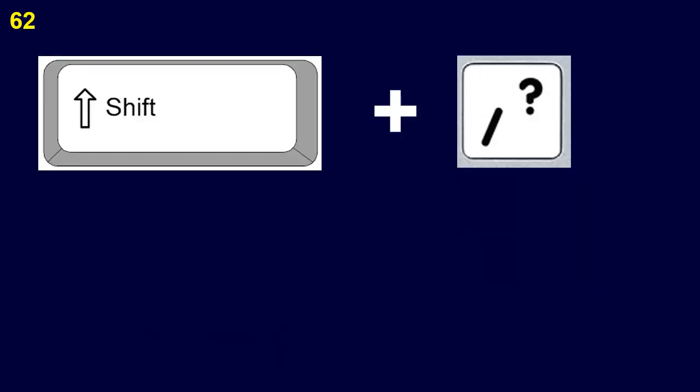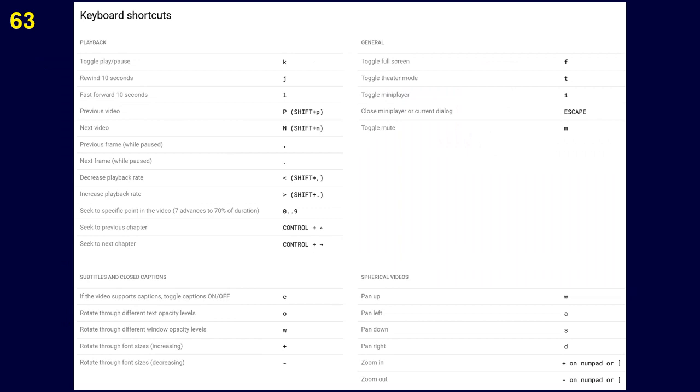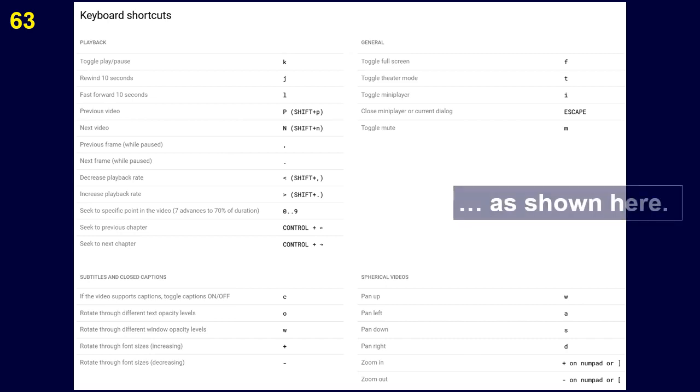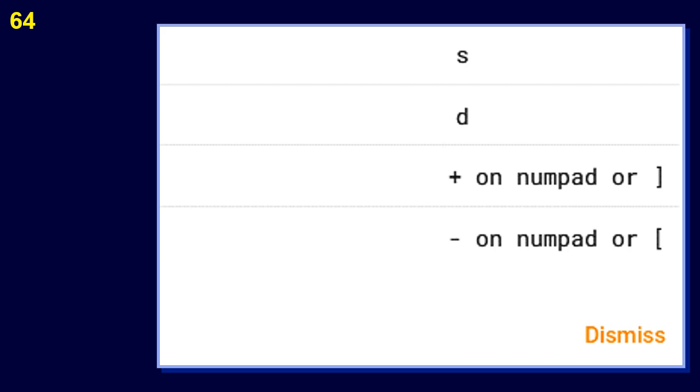If you press the Shift key and the question mark key while viewing a video, you will be presented with a full list of keyboard shortcuts, as shown here.